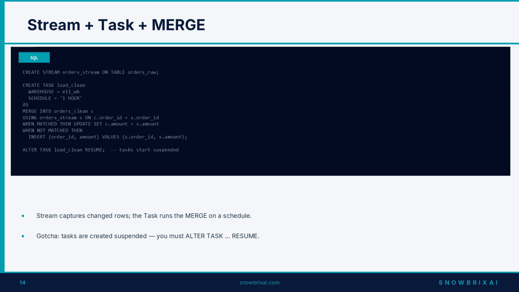Then we create a task, give it a warehouse, set a schedule of 1 hour, and inside it we merge. We merge into orders clean using the stream matched on order ID. When a match is found, we update. When there is no match, we insert. That is the upsert doing its work.